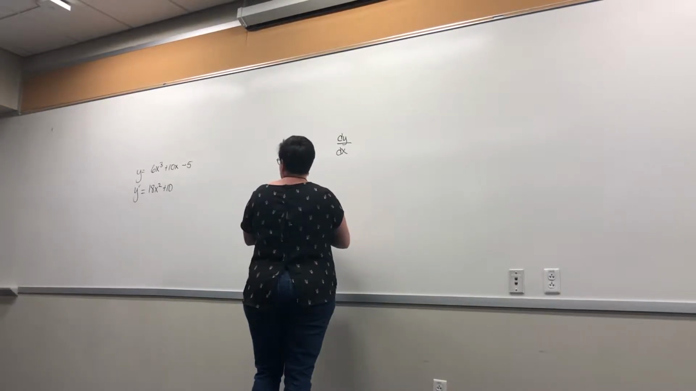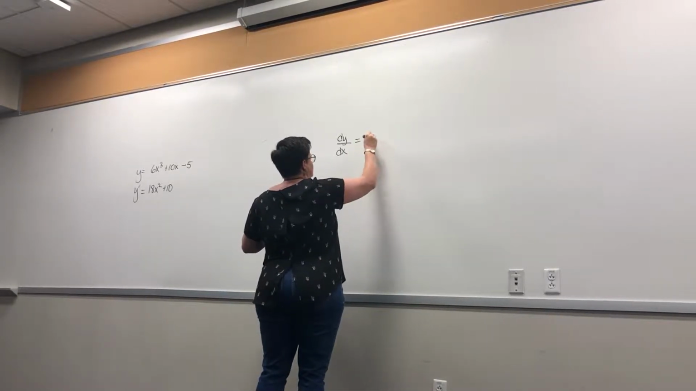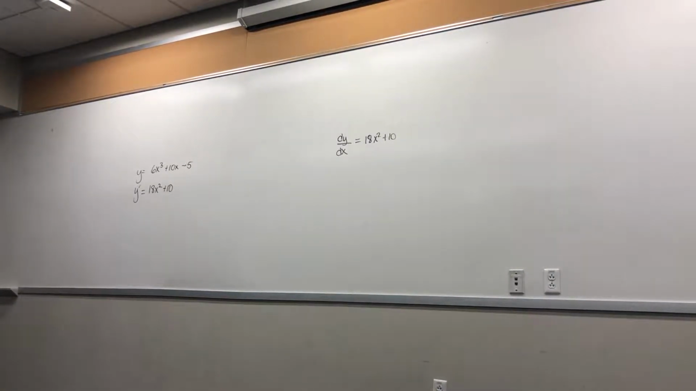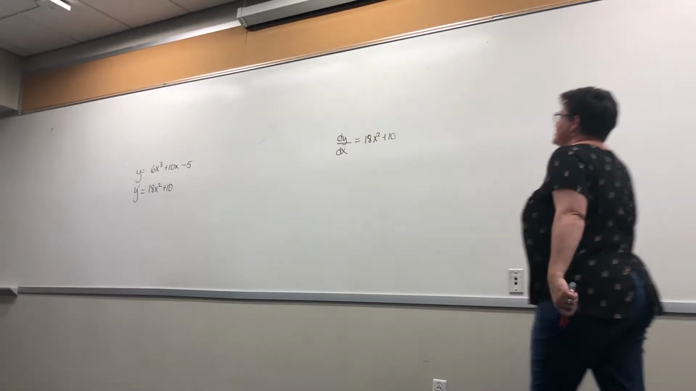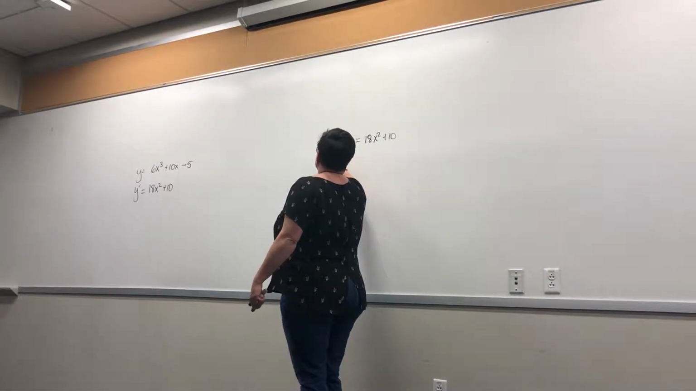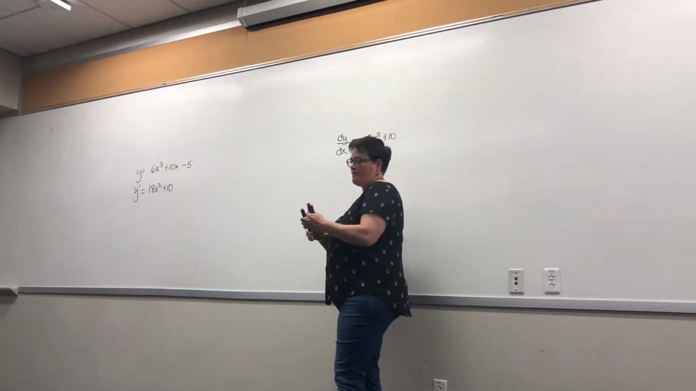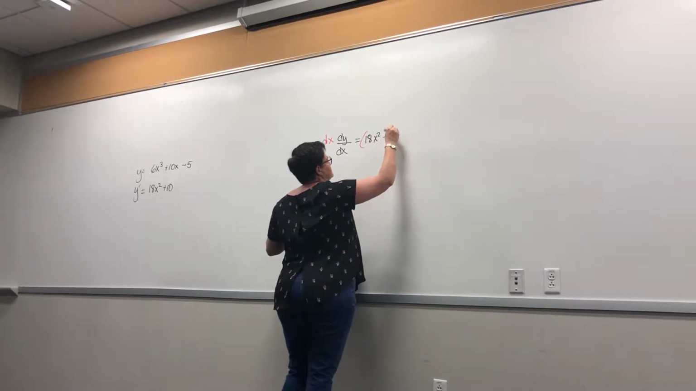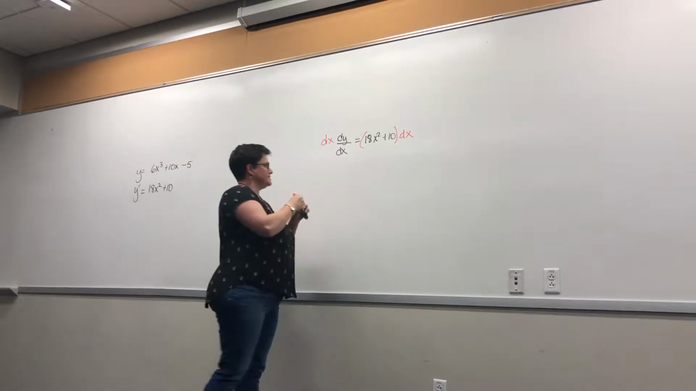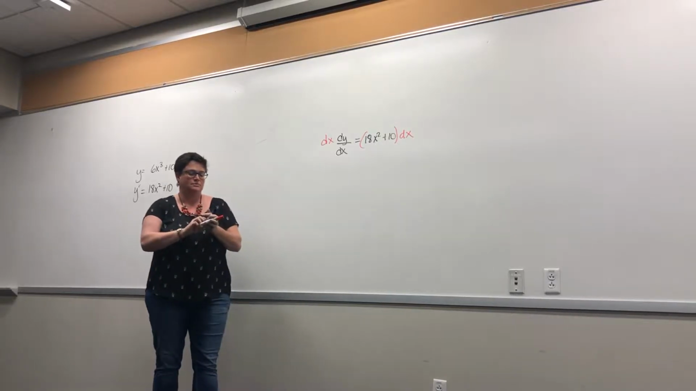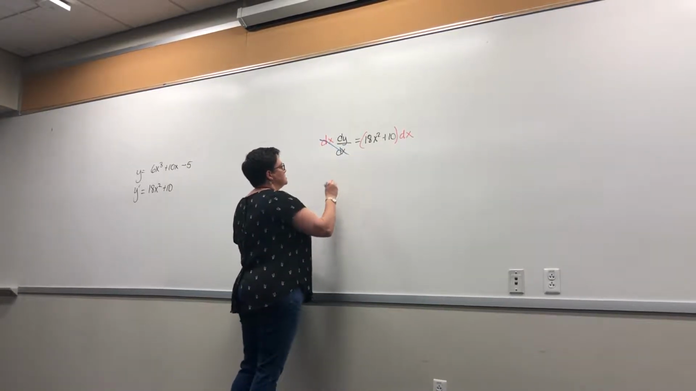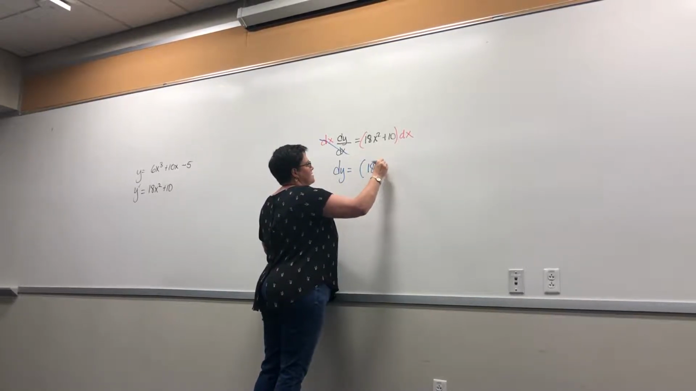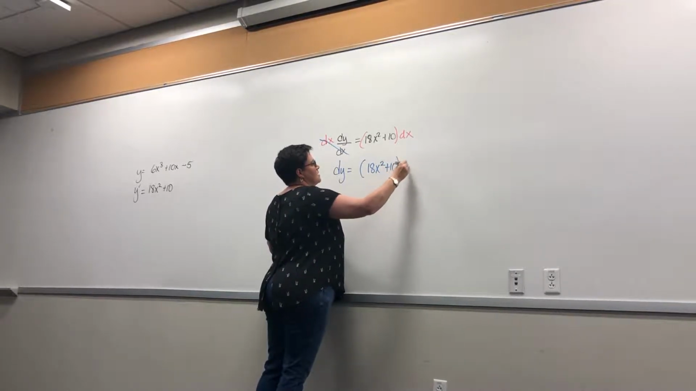So dy/dx equals 18x squared plus 10. Now that dx is a command. The d on top is a derivative, so this is like saying the derivative of y with respect to x. I'm going to multiply both sides by dx. And what happens to the dx's over here? They cancel out. So what I'm left with is dy equals 18x squared plus 10 with respect to x.